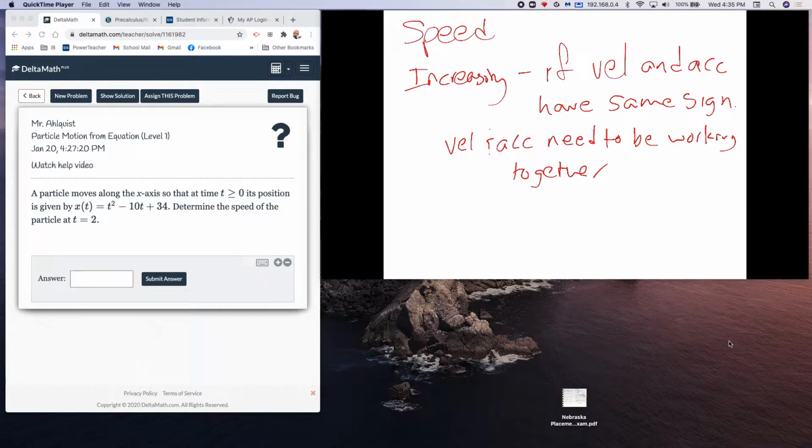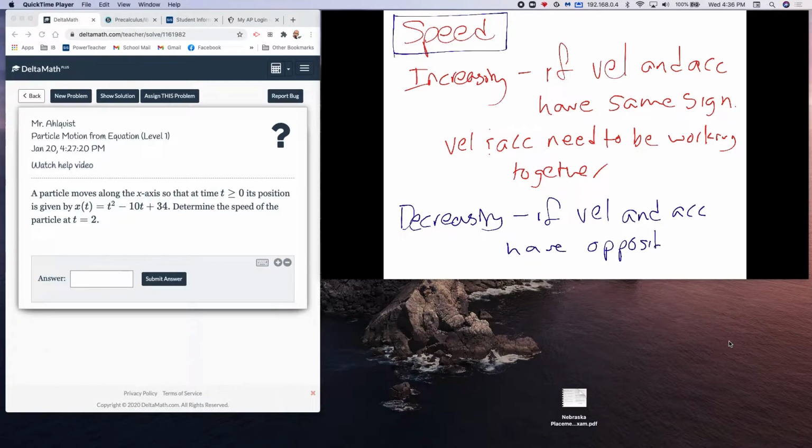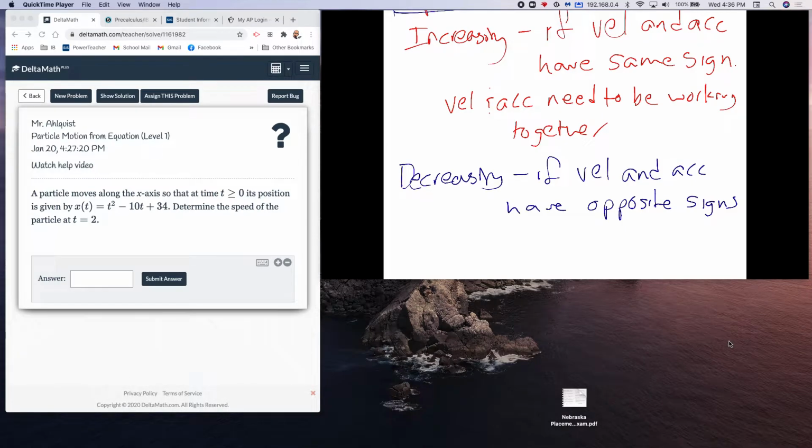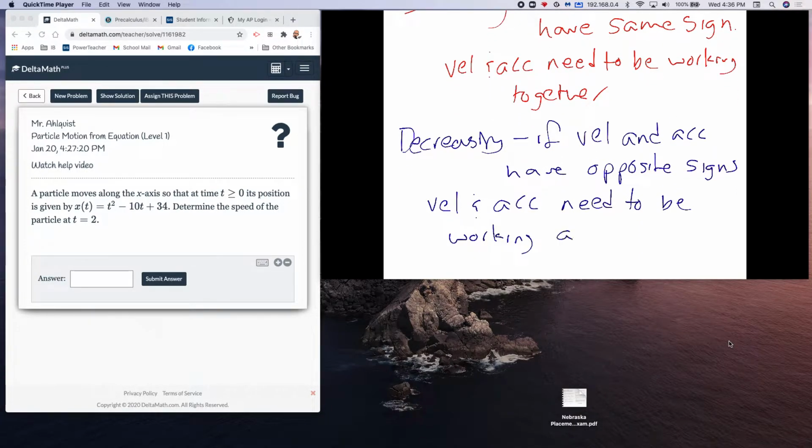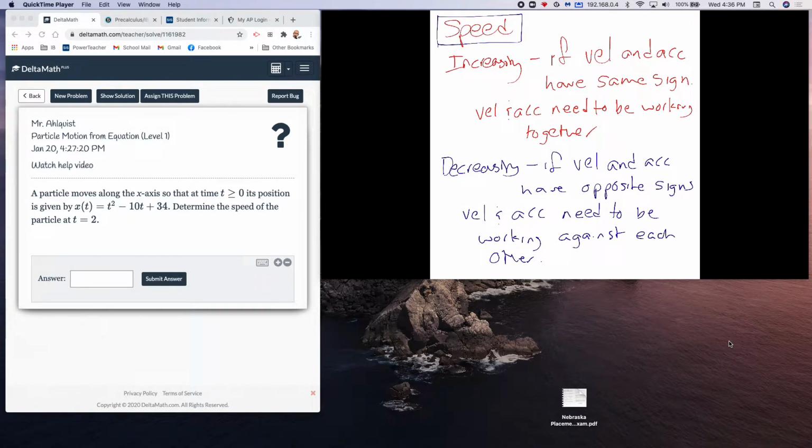But speed is decreasing, and remember, we're talking about speed now. Speed is decreasing if velocity and acceleration have opposite signs. Okay, so velocity and acceleration need to be working against each other. In order for speed to be decreasing, velocity and acceleration have opposite signs. So if velocity is positive but acceleration is negative, then we're working with opposite signs. So speed is actually decreasing in that case.